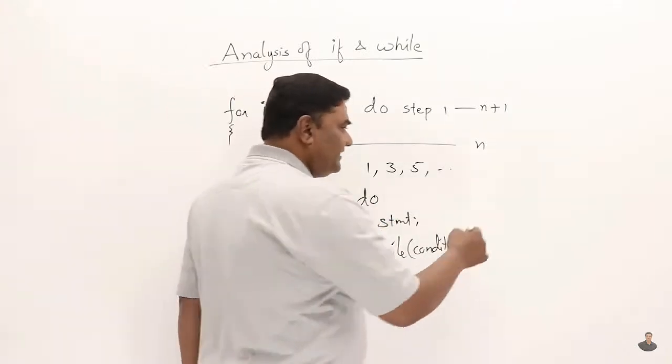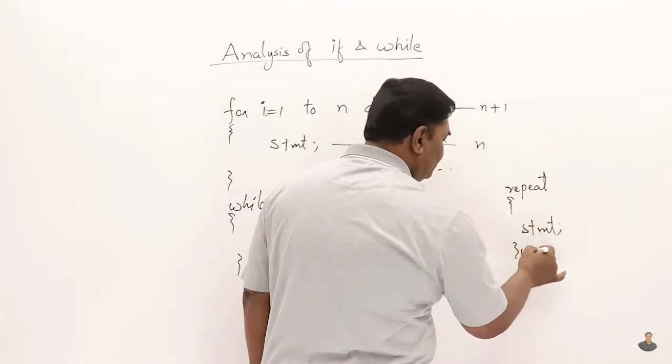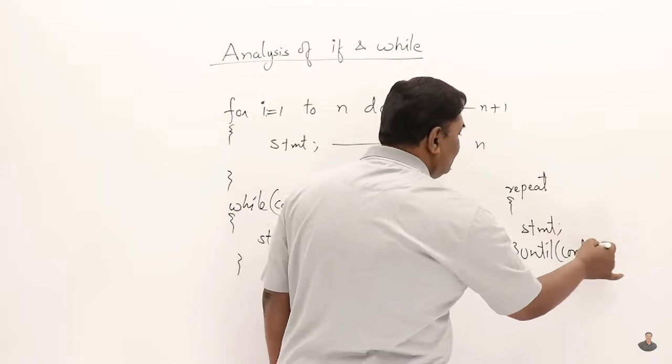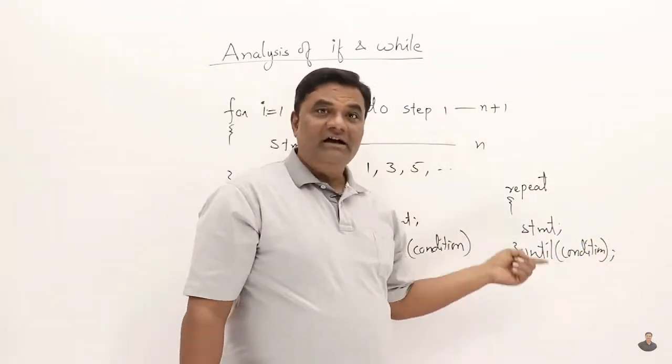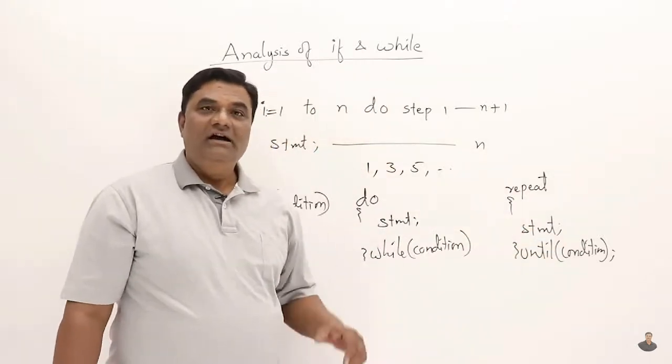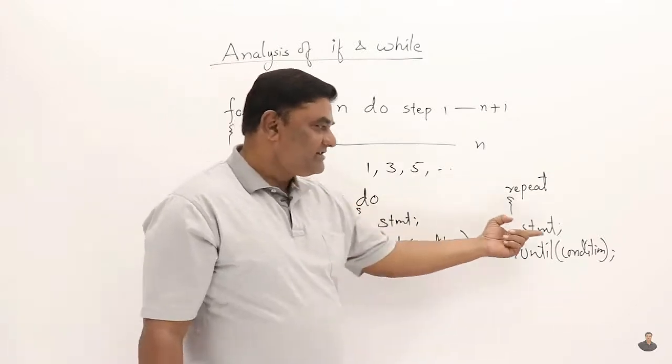But in old languages, there used to be a loop called repeat, some statement inside, and until some condition. Now these loops were different. Repeat until loops are different. This will repeat as long as the condition is false, and once the condition is true, it will stop. So it is similar to do while. How? Minimum 1 time the statement is executed.